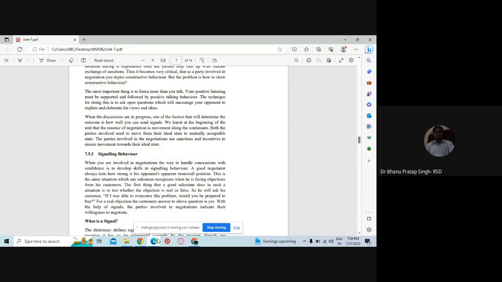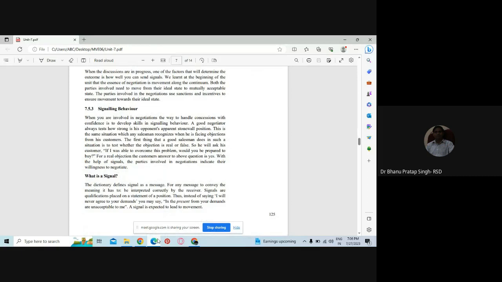That is signaling behavior. What is a signal? It means where both are ready. It means the customer is ready, but he just wants to reduce cost, or take some concession, or have some promise from the seller's side that the product is good or that he will serve whenever required. So if both parties are ready, that is known as a signal.